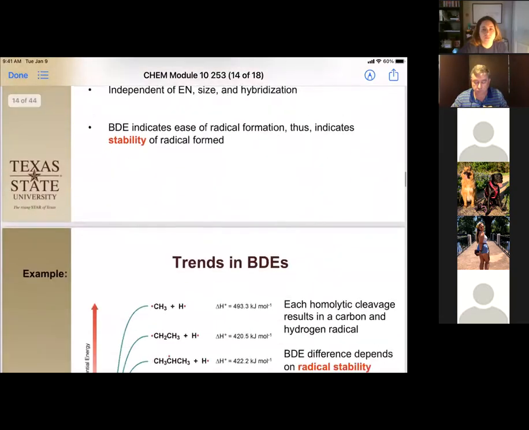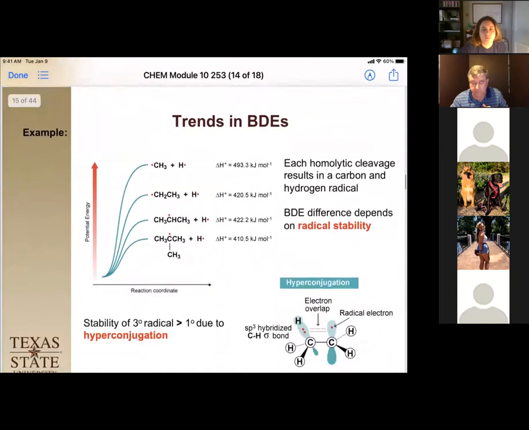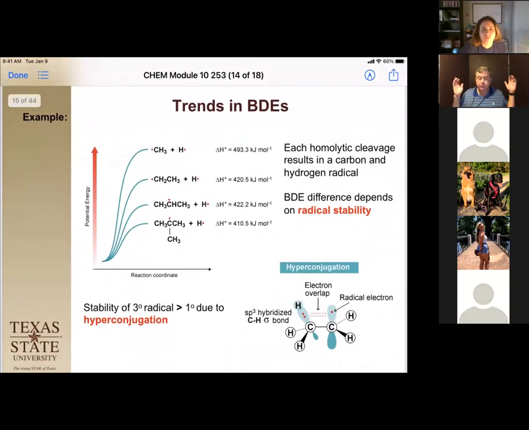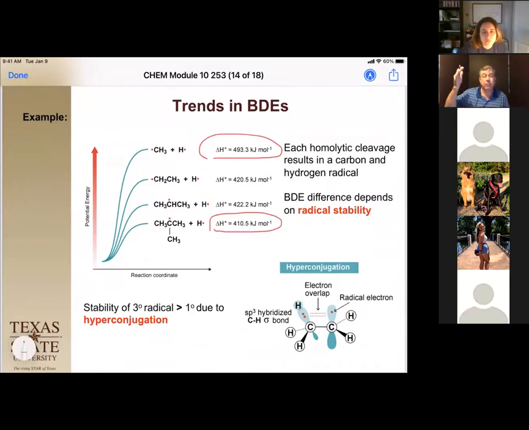Okay, so with that trend, we should see a big difference between the methyl radical, the primary radical, the secondary radical, and the tertiary radical. And we actually do see that as a significant difference. The methyl radical is right here high, almost 500 kilojoules per mole. The tertiary radical is only about 410. So there's almost a difference of 90 kilojoules per mole going from our methyl radical to our tertiary radical.